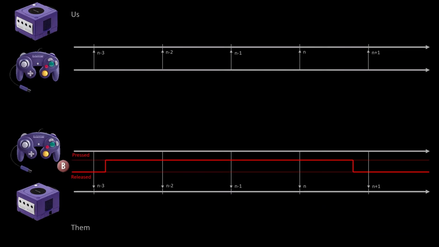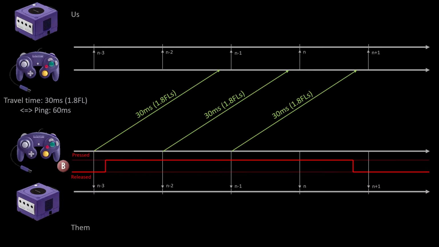When our opponent inputs something, this information will take some amount of time to reach us. Let's say it takes 30 milliseconds. This means that the ping is 60 milliseconds, since ping is the time for a back and forth. Since information takes 30 milliseconds to travel, which is 1.8 frame lengths, if they send information on n-2, we will only receive it shortly before we have to build frame n.